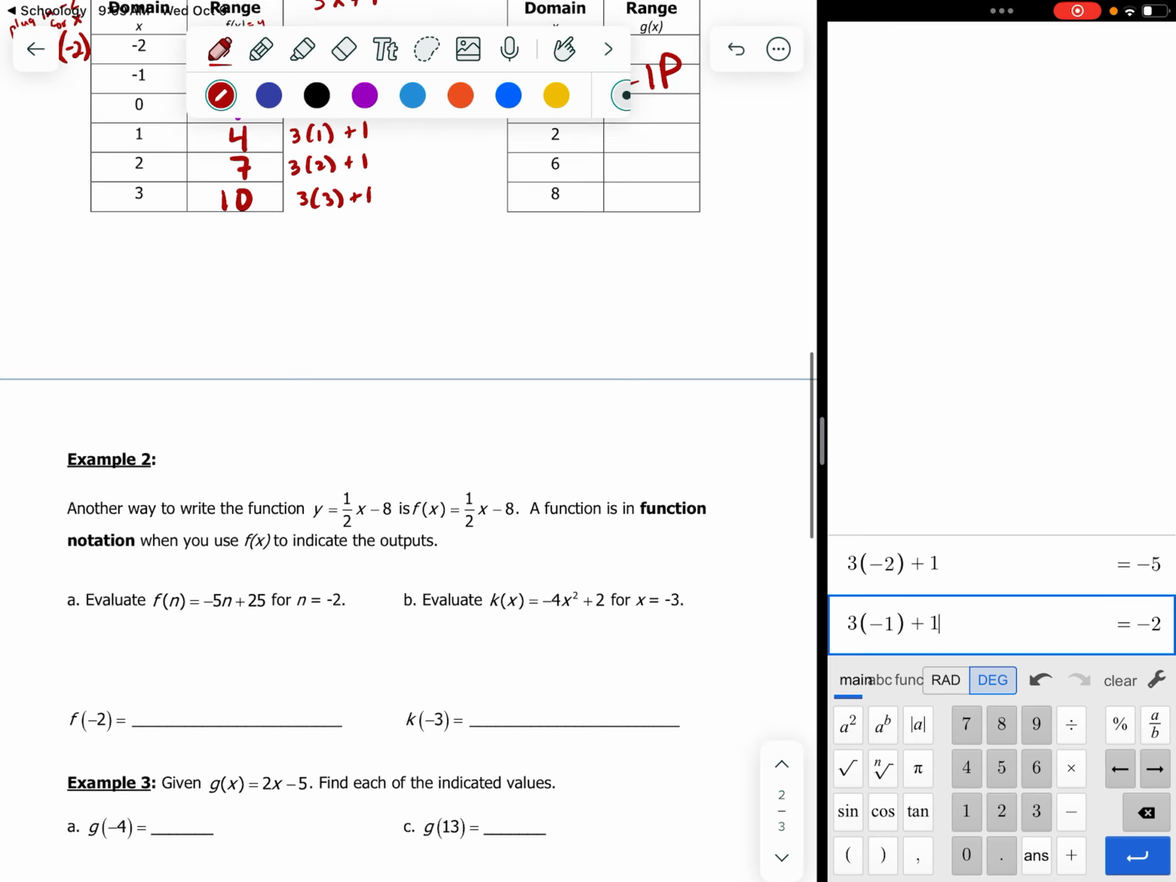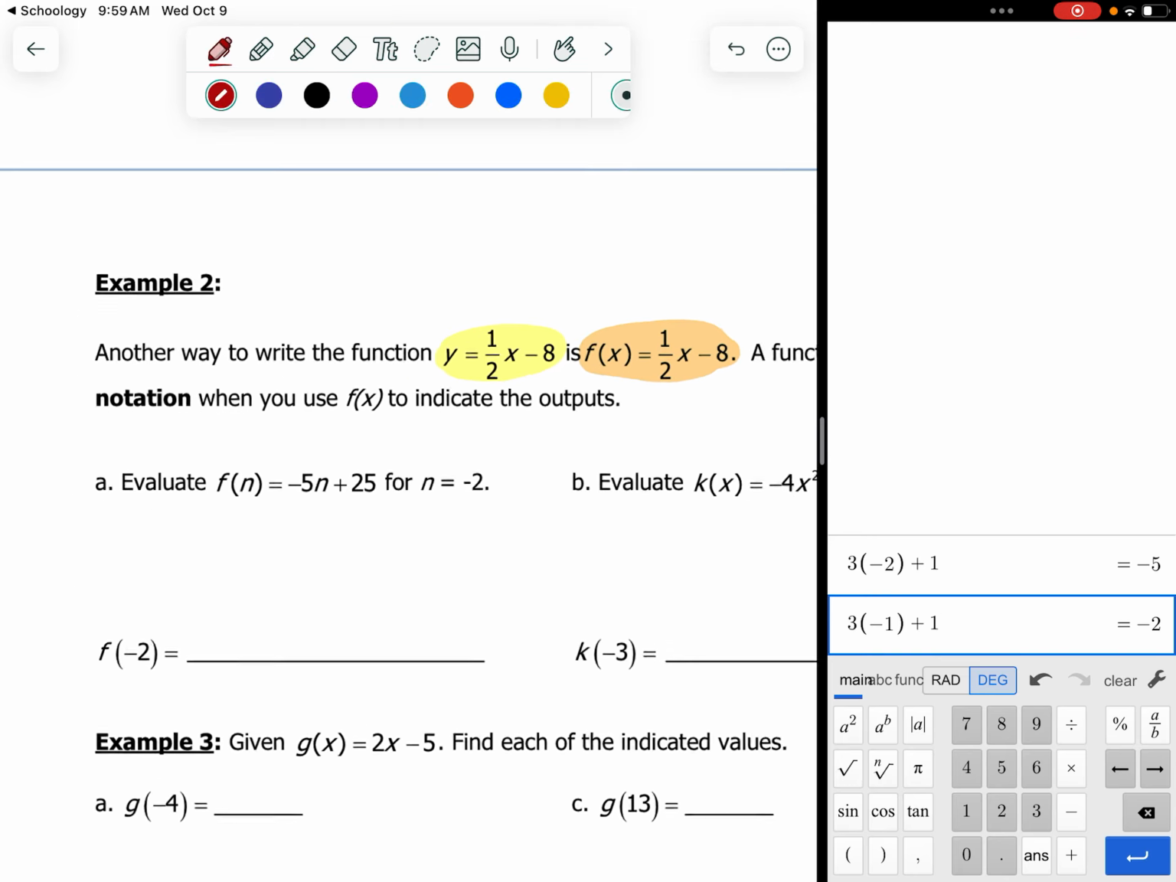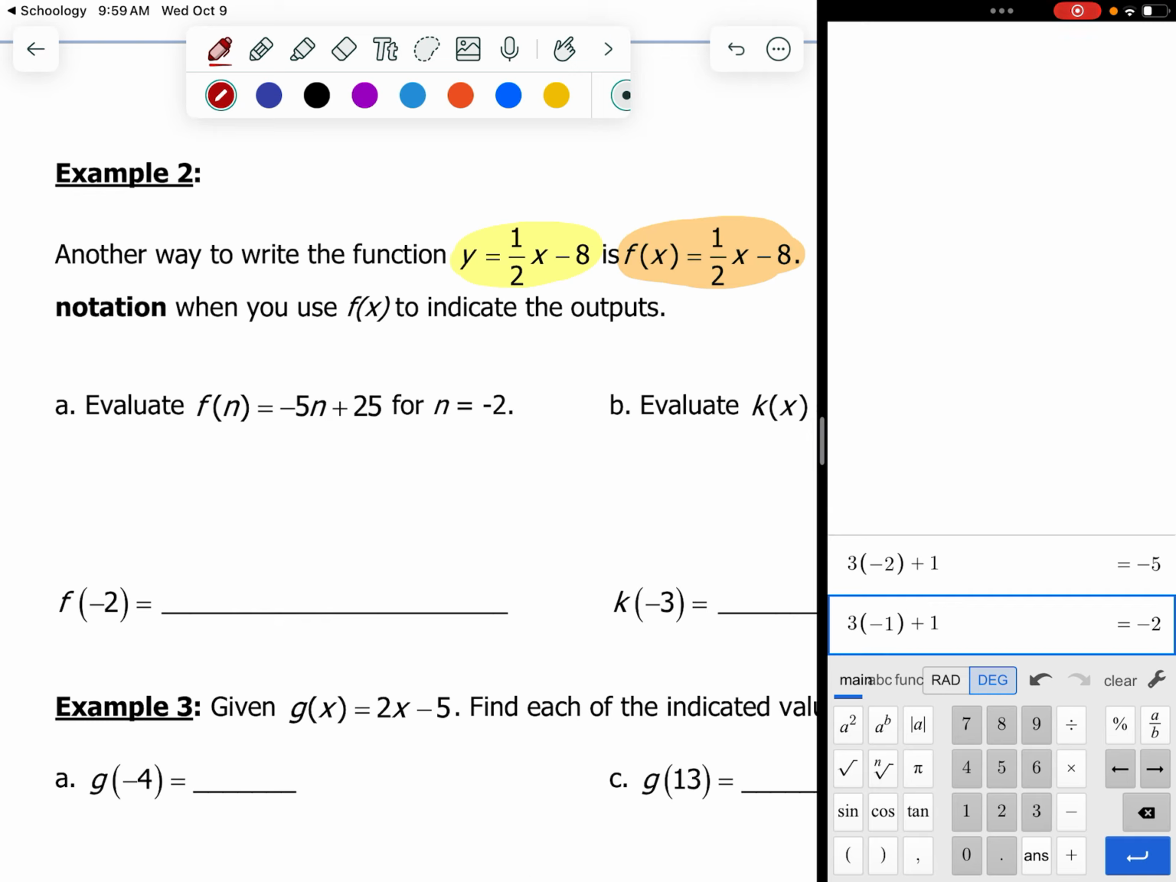So let's go down to example 2. So flip your page. Okay, so another way to write the function, this is kind of what we just talked about. y equals 1/2 x minus 8 is just with that f of x. f of x equals 1/2 x minus 8. Okay, that is function notation. So just a singular question. This says evaluate, which just means solve. Okay, this function, so this says f of n. Okay, that's only because I'm using the letter n instead of x, but it's the same.